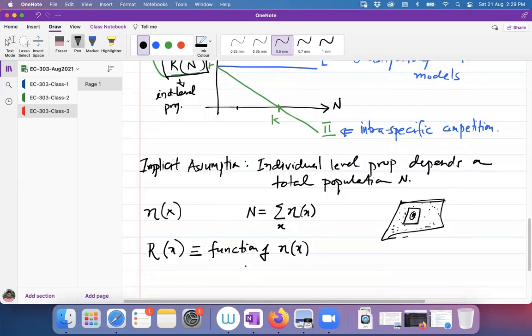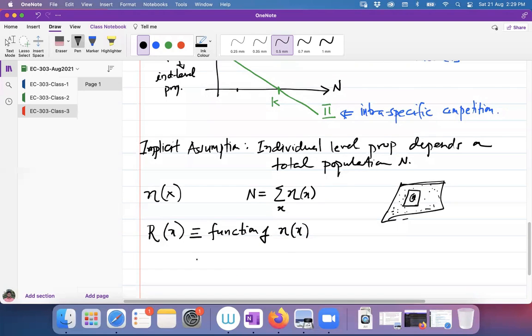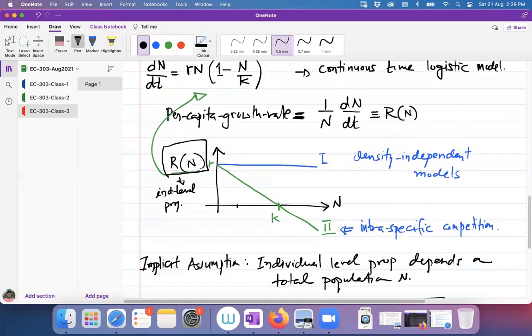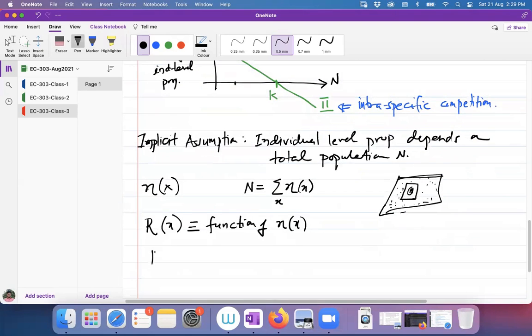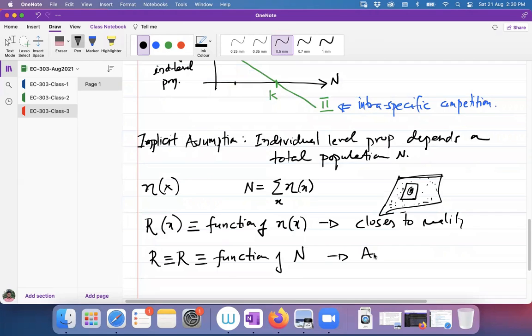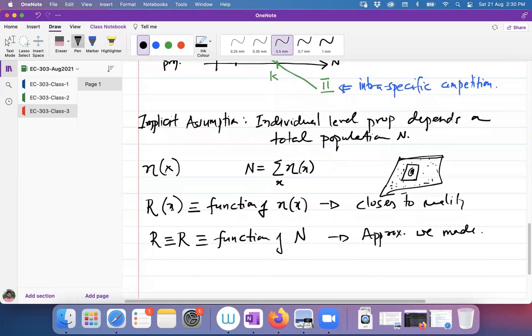This is one assumption, but what we are doing when we write down this model is that this R does not depend on x at all. The space is ignored, and it actually is a function of N. We can say the former is closer to reality, and this is the approximation we made. So we have ignored space, that is very evident.